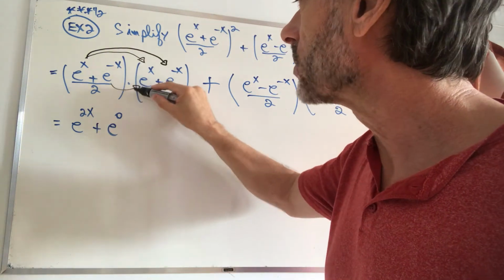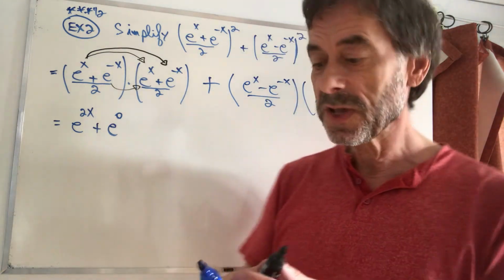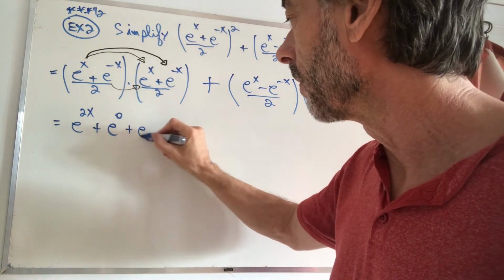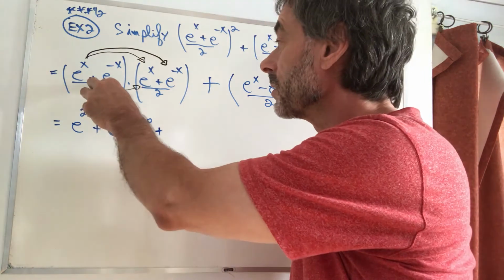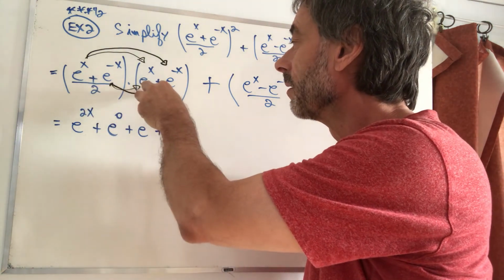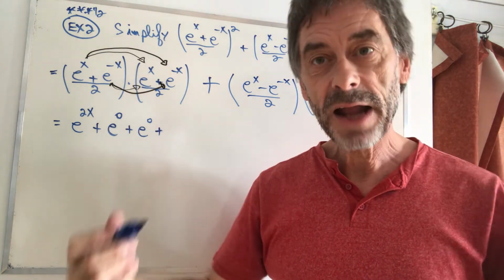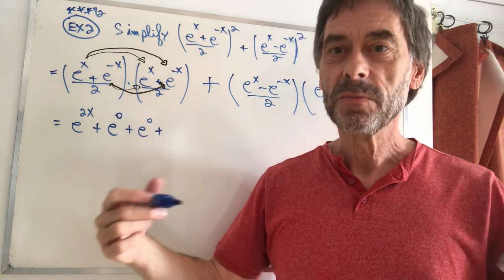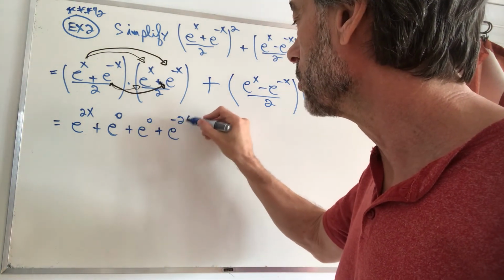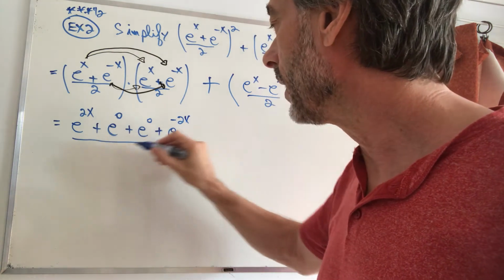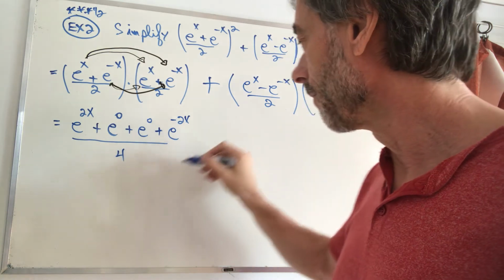e^(-x) times e^x: same base, add the powers, minus x plus x. Here's another e^0. And finally, e^(-x) times e^(-x): same base, add the powers, minus x plus minus x is minus 2x. e^(-2x). The whole family over the product 2 and 2, which is 4.